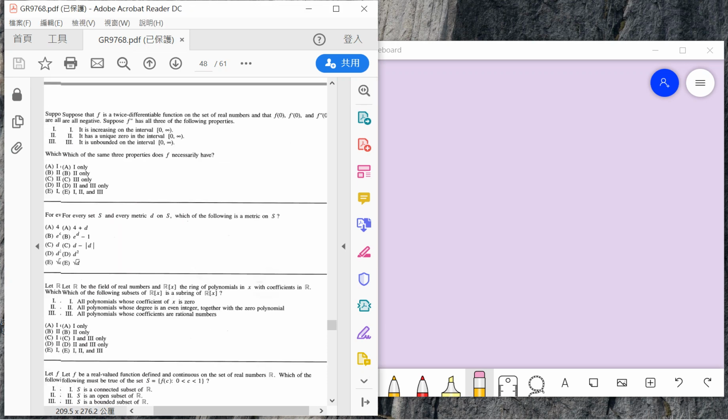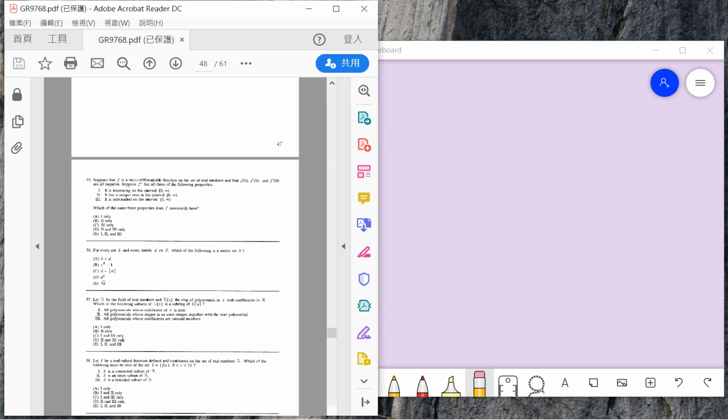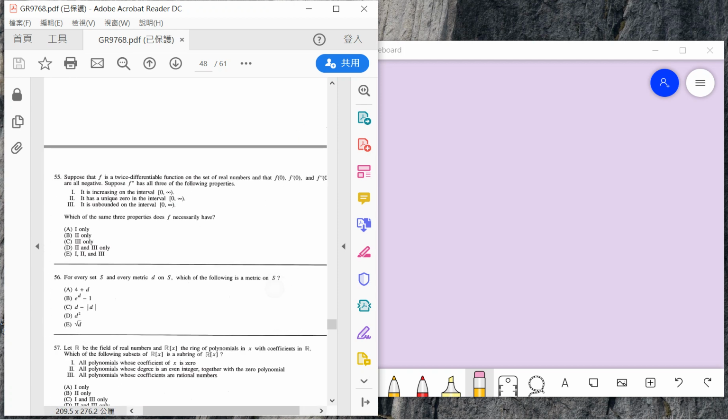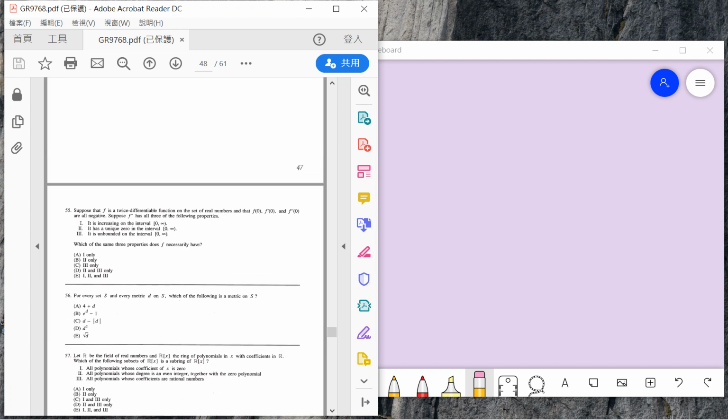Welcome, guys. So here is our difficult problem in this exam. I think this problem is very difficult. Suppose f is twice differentiable, and you know that f(0), f'(0), and f''(0) are negative, and f'' has these three properties. You see, a lot of properties. Usually, this is difficult. And what properties must f necessarily have?